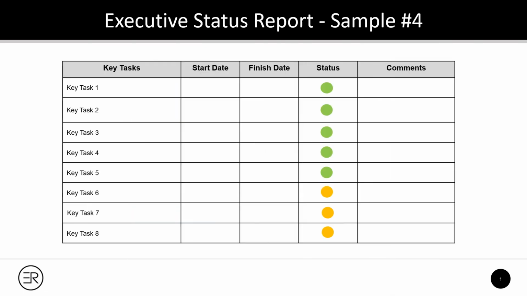Here's a 4th sample format that you might consider when working with an executive who's only concerned about certain key tasks. This is a simple grid. You drop your tasks in 1, 2, 3, 4, however many you have. You have a start and a finish date for each one, a status indicator for each one, and any comments you might want to make if a task is not green.